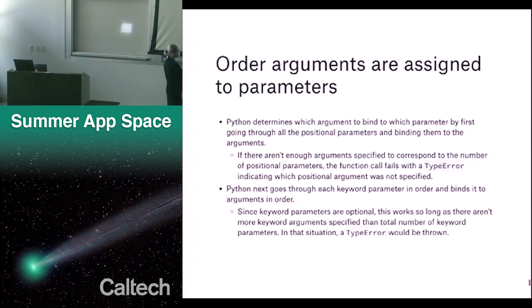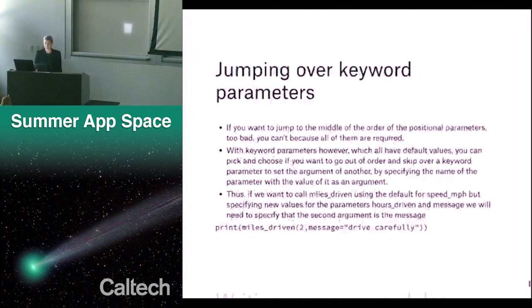Since keyword parameters are optional, this works as long as there aren't more keyword arguments specified than the total number of keyword parameters. So if I only have 3 more keyword parameters left, and Python has already gone through everything, and you specify 5 of them, it's going to be confused, and it will also throw a type error. So now we'll get to Nico's question. If you want to jump over the middle of the positional parameters, too bad, you can't, because all of them are required. So they have to be in order.